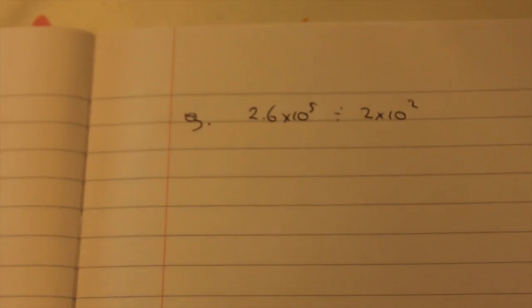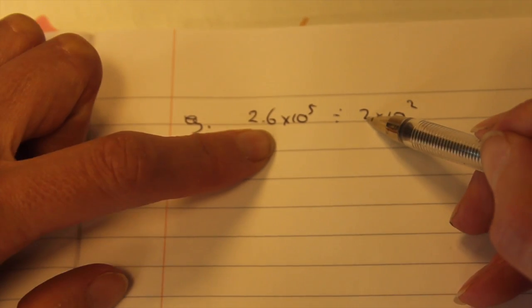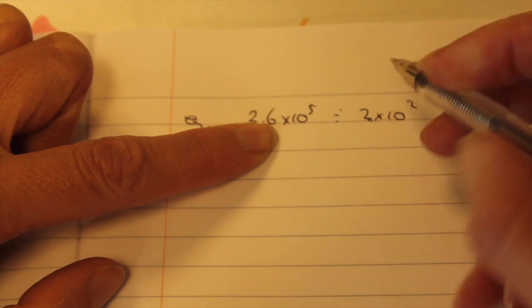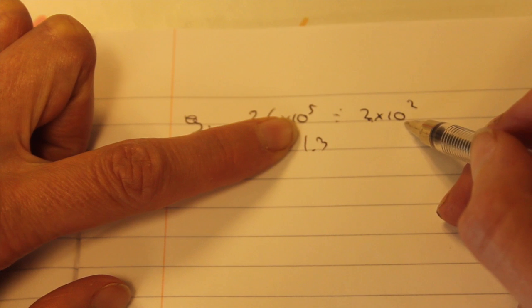Through a couple of these now. We'll start off with the division one. So I would do the number part first. 2.6 divided by 2 is 1.3. And then 10 to the 5 divided by 10 to the 2.